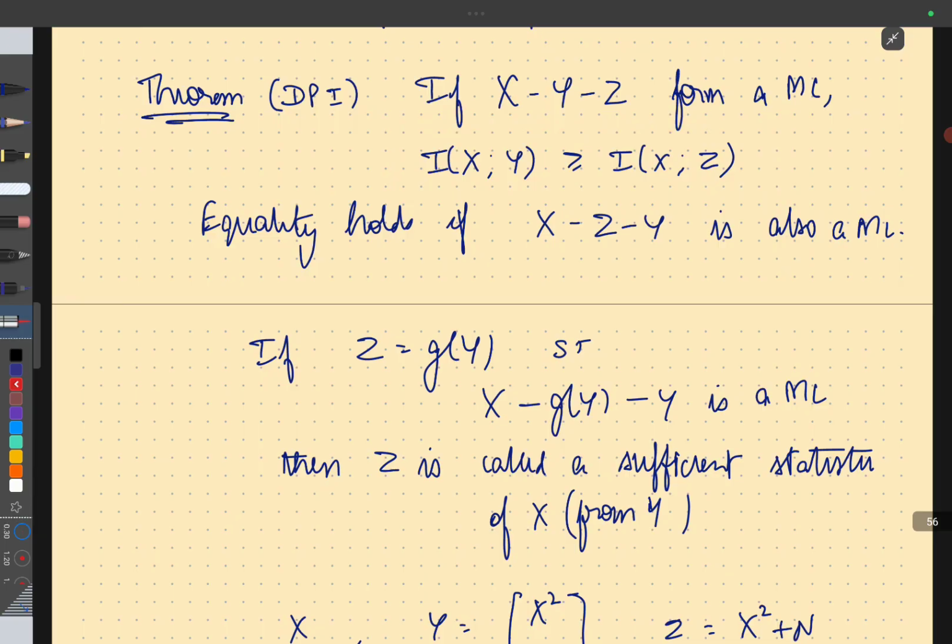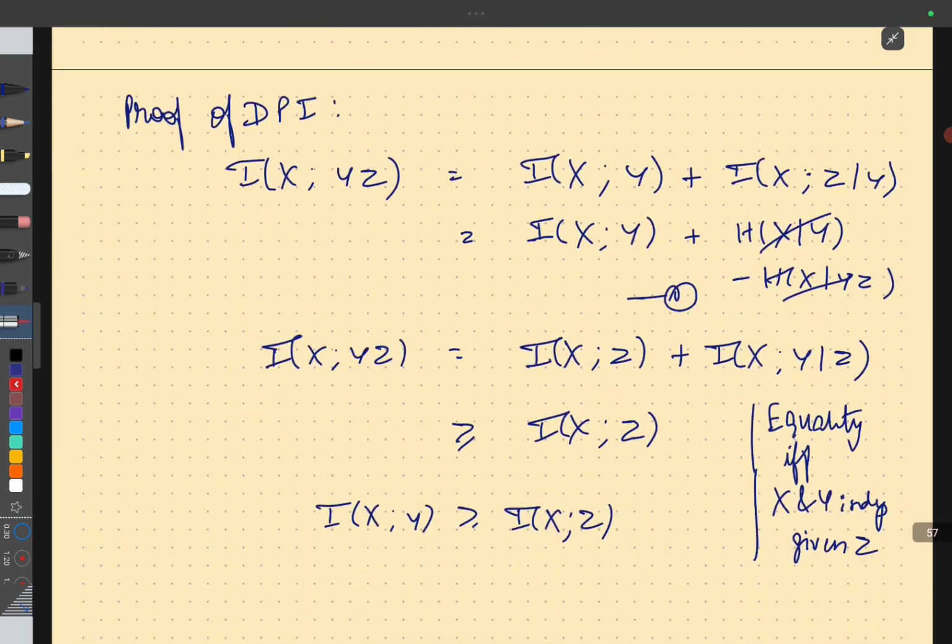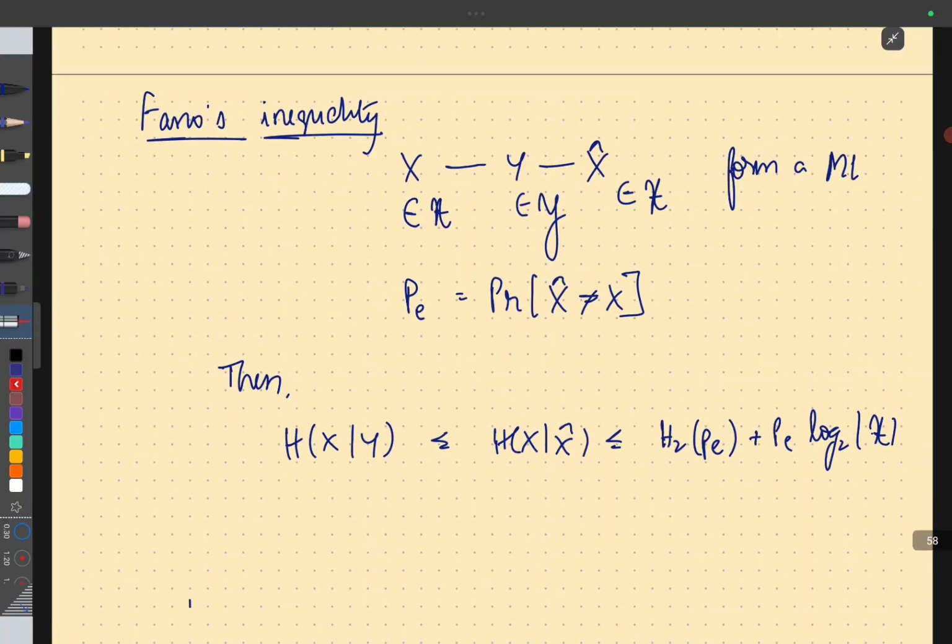Another way of saying this is if you have some Y that is dependent on X, then any further processing of Y to give you any random variable Z is not going to give you any more information about X than Y can. All right. And we also looked at Fano's inequality, which is a very useful tool to prove lower bounds.